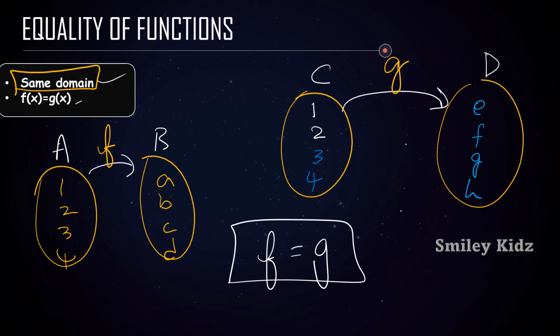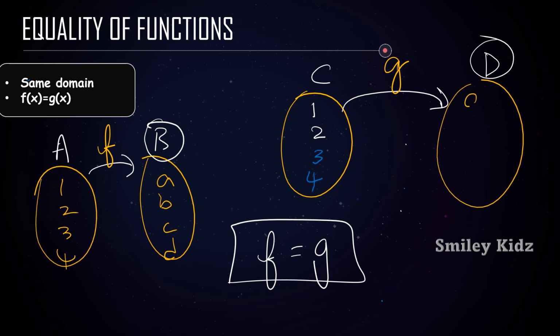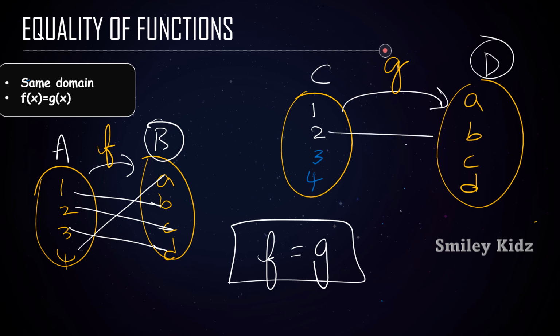Now the second condition says f of x equals g of x. What does this mean? Let us allow mapping in the first case, but always remember for mapping you need to have the same elements of B as in D. Fine. Let us put A, B, C, D. Now this is not the end. Mapping really matters. Now if I say 1B, 2C, 3D, 4A, this is my mapping in function f. Now what if I do mapping in this manner in function g?